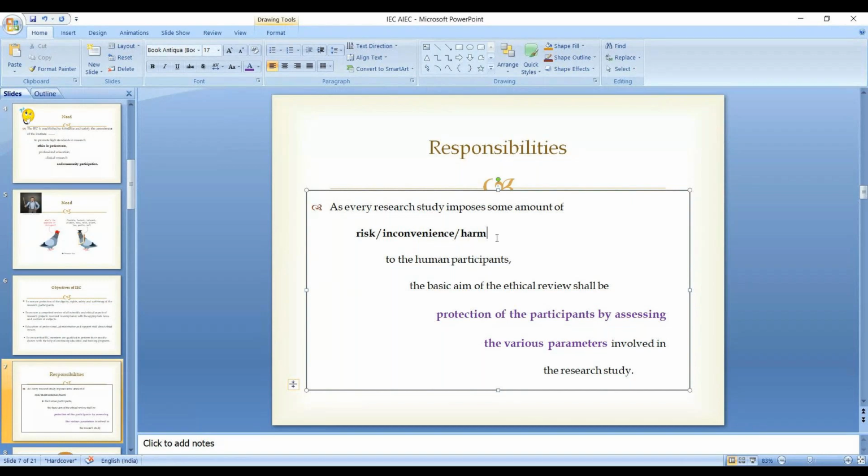The aim of the IC is the protection of participants by assessing the various parameters involved in the research study. It is the main aim, and apart from that, the duration, dose are also part of this. What medicines you are recommending, whether they are available, availability, ambiguity, all these things are taken care of by the IC only.